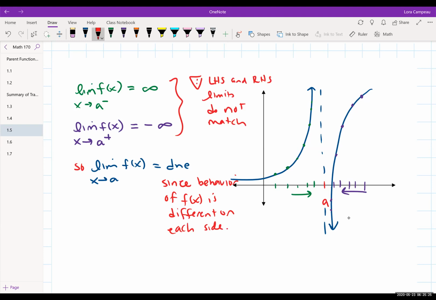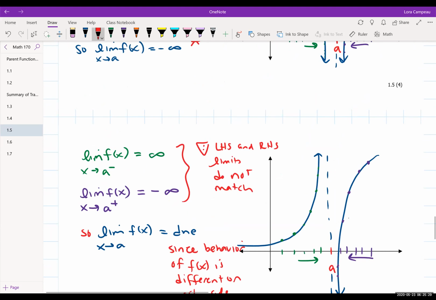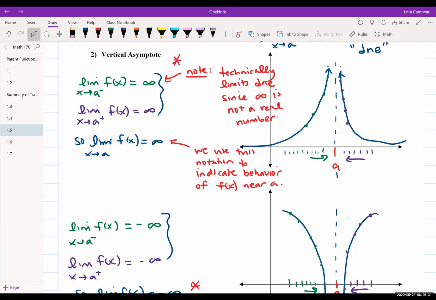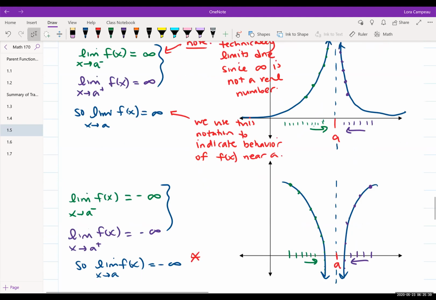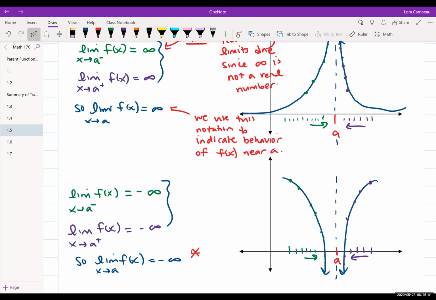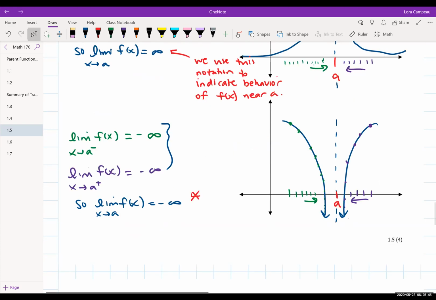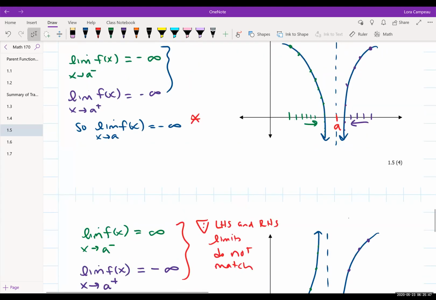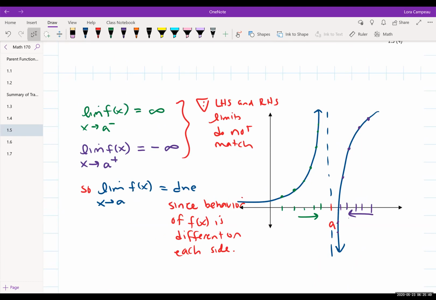So we want to be really careful. Notice here, first few examples where we're playing with infinity, as long as the limits of the left-hand side and the right-hand side match, we're allowed to say the limit is whatever that number is, even though technically it doesn't really exist at infinity, but we'll be quiet about that. But the minute you get something that doesn't match, we have to say it does not exist. So there's nothing we can say about that.